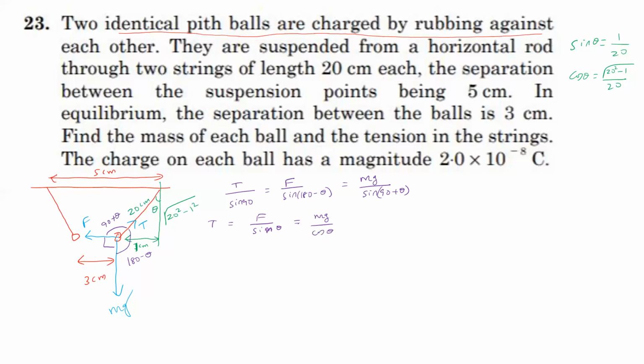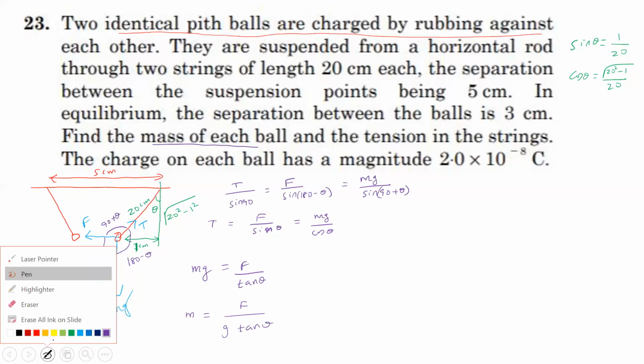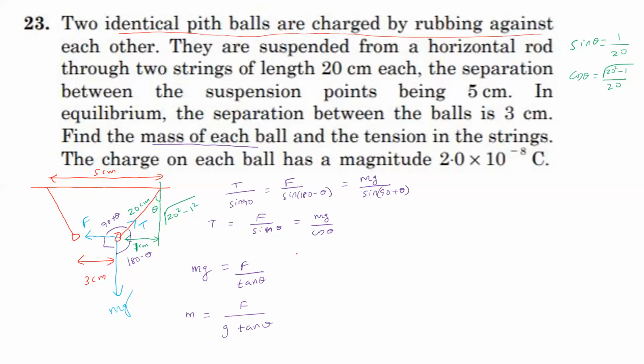Mg by cos theta we are getting. First we are going to calculate the mass of each ball. So mg is equal to F into this. Here cos theta goes, we get tan theta. From this, m is equal to F divided by g tan theta. We are going to substitute the values now.